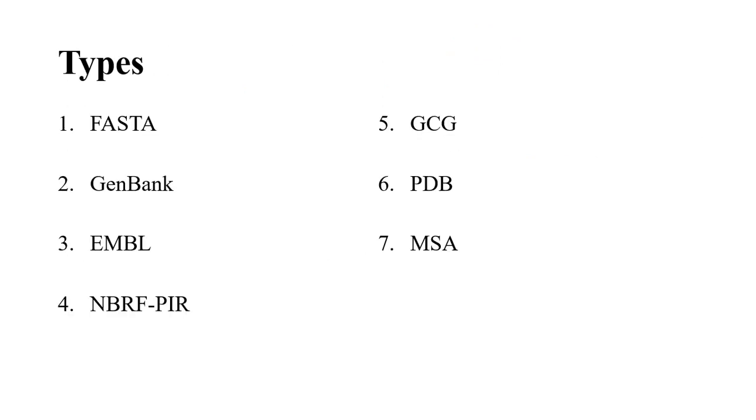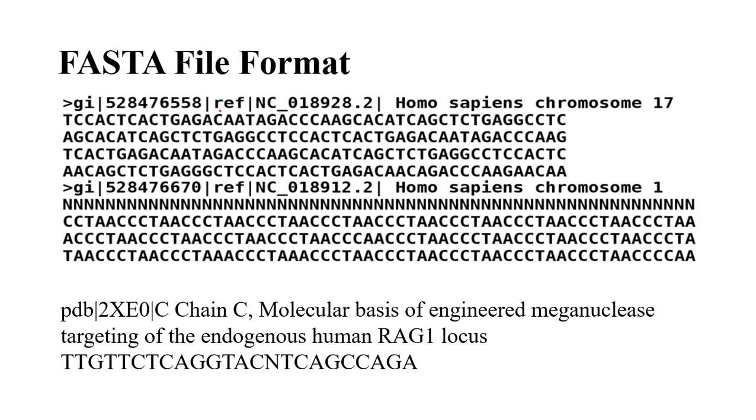That is the requirement of file format. And we will cover all the 7 types which are in the syllabus, that is FASTA format, GenBank format, EMBL, NBRF, PIR, GCG, PDB, and MSA. These all 7 kinds of file formats I will discuss. I will take one by one, and I'll move further. So first one is the FASTA format.